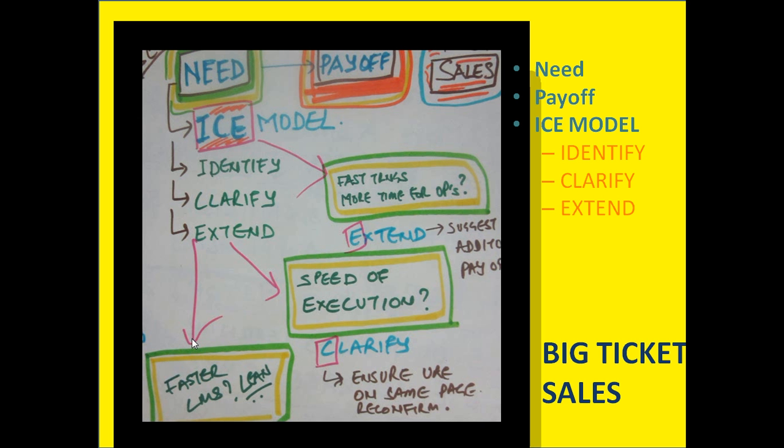So you need to extend that model further, and that is where the E comes in. So you tell them, okay, fine. If you do faster trainings, maybe you will have more time for operations. If you do faster trainings, then you could also suggest some additional payoffs to them. And once you suggest those additional payoffs, they will say, yes, the value proposition that this gentleman is coming up with, he's putting himself in our shoes, he's thinking like us, he's understood our business model, he's understood our challenges, and he's catering to our requirement in that manner. So that is a big ticket sale.